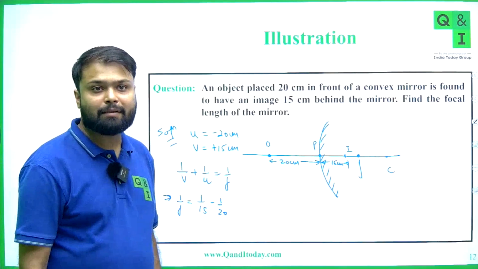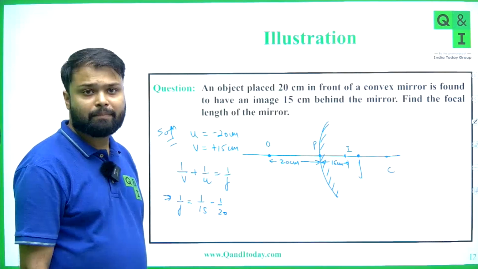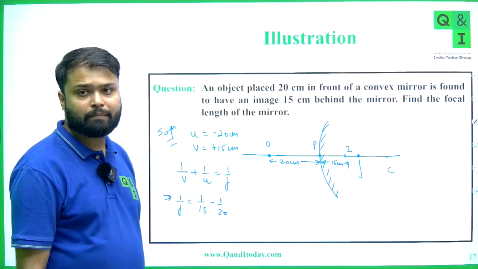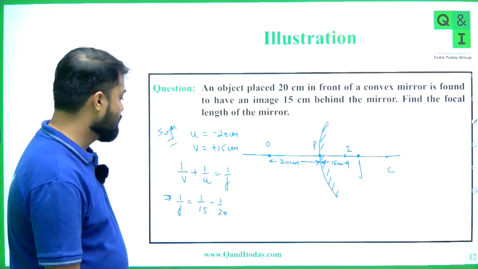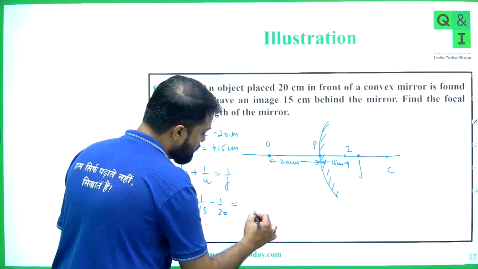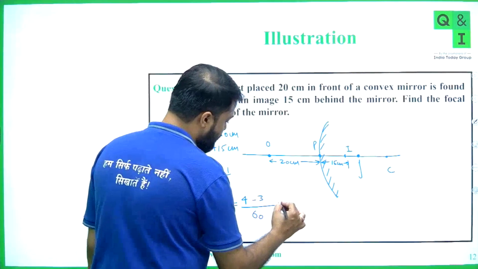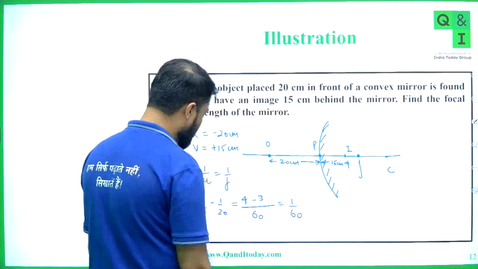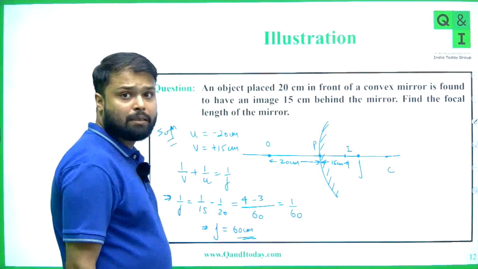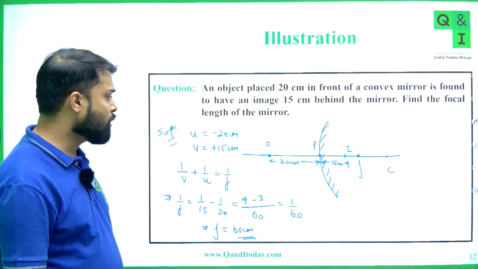Anyone with the answer? Tell me, what is the focal length? Okay, so take LCM here. 5 into 3, 15. 15 into 4 is 60. So 15 into 4 minus 20 into 3, which is 1 by 60. Okay, so here focal length is 60 centimeter. So the answer is 60 centimeter. Very good, Raghavi. Okay, so focal length is 60 centimeter.